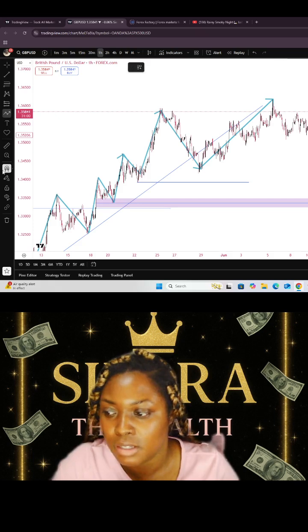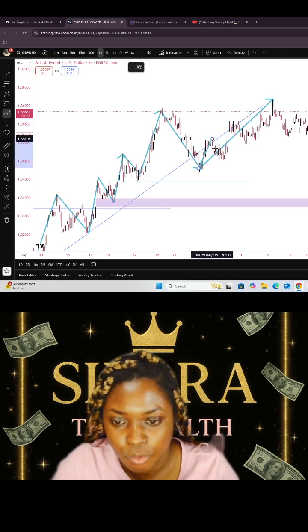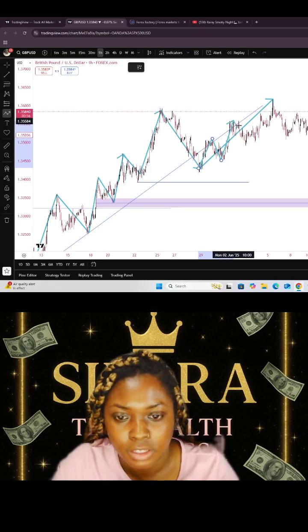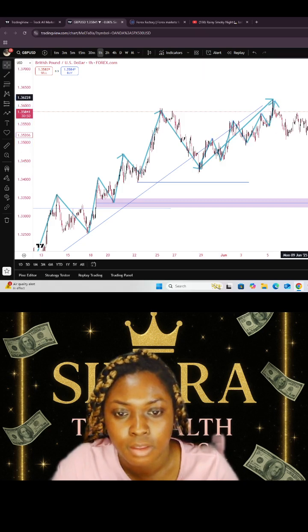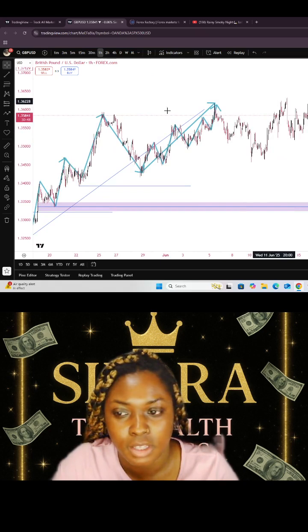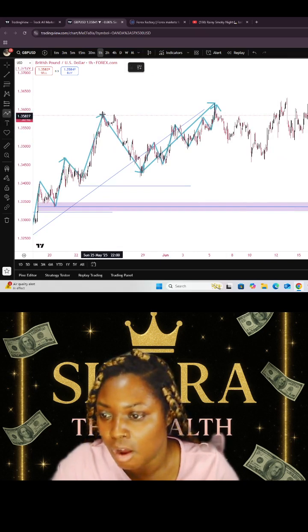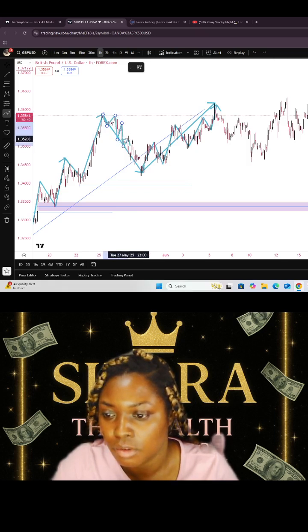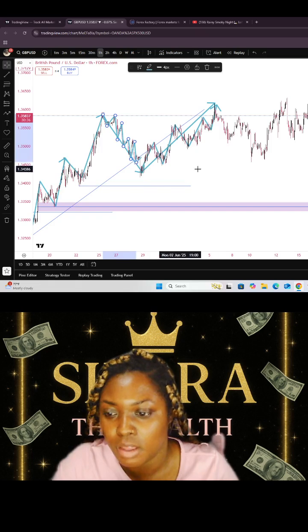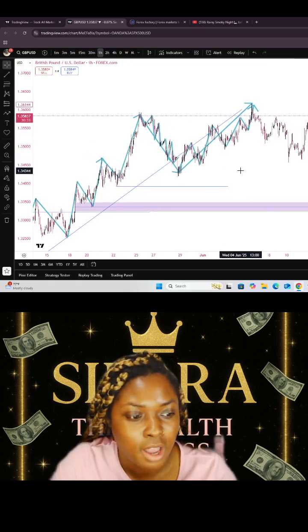All of this fluctuation within, this is called internal structure, okay? You see that? All of this within is called internal structure. And this is where people get tricked out of their trades, okay?